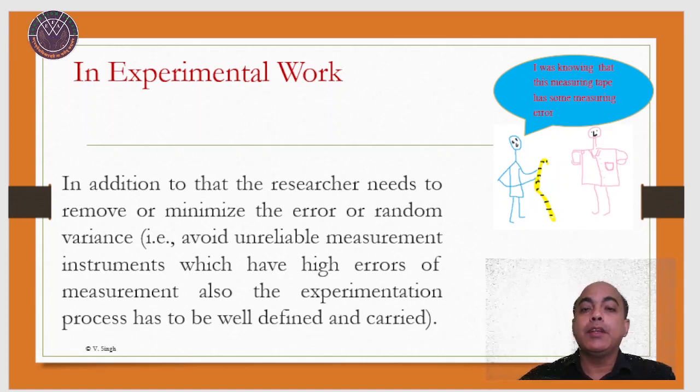For example, if the measurement instruments are not reliable, or the experimental process is not implemented in the manner it is conceptualized or as the theory suggests, then indeed there is a problem and it should be taken care of. If the experimental design has not been implemented well, then again we are committing an error. So all these things have to be taken care of.